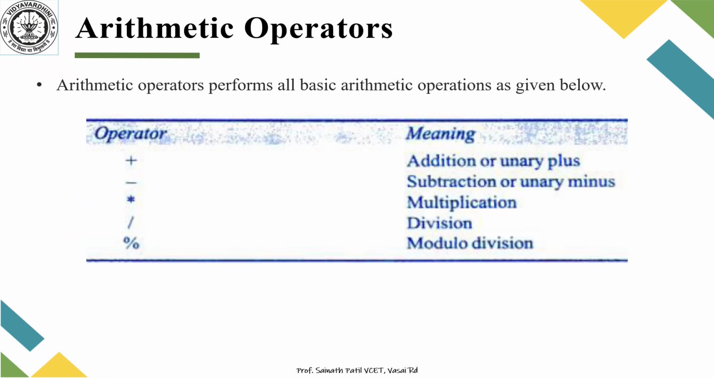Arithmetic operators perform all basic arithmetic operations such as addition, which is also called unary plus, subtraction, which is also called unary minus, multiplication operator represented by star or asterisk, division operator represented by backslash, and modulo division that is represented by the percent sign.